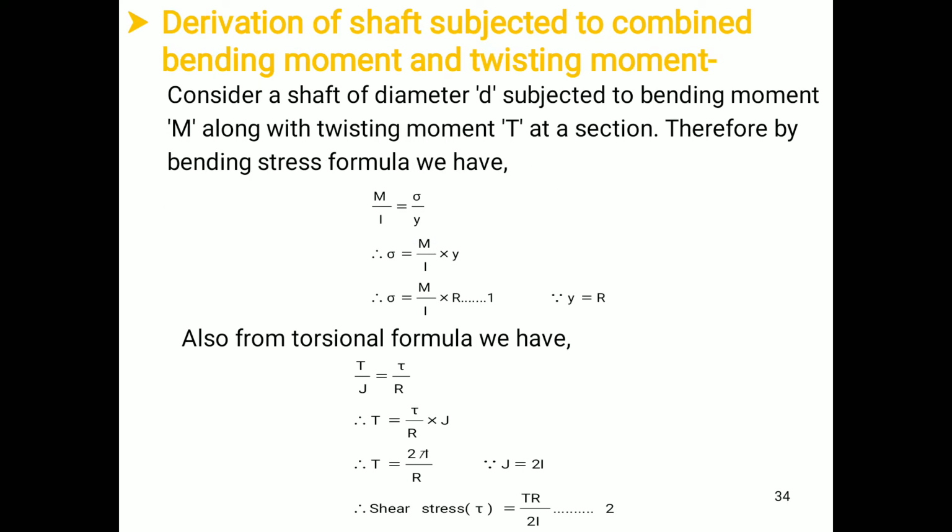In the next slide, we are going to derive this particular equivalent torque value. First of all, consider a shaft of diameter d which is subjected to a bending moment M along with the twisting moment T at any section. Therefore, by using the bending stress formula, we have M upon I is equal to sigma by y. From this equation, first of all, we will find out the value of sigma. Therefore, sigma is equal to M upon I into y.